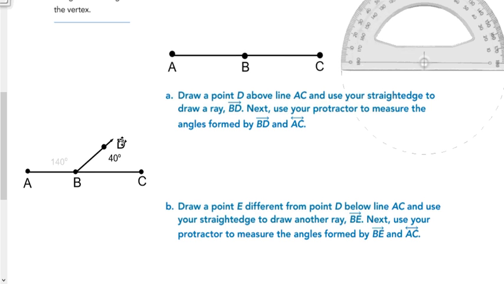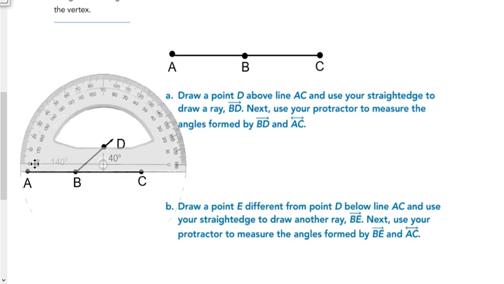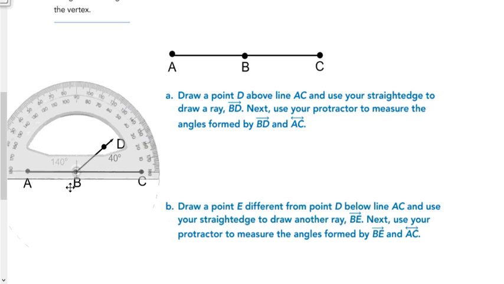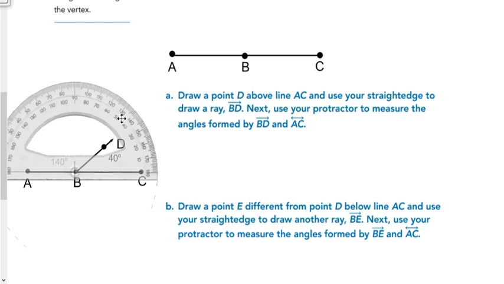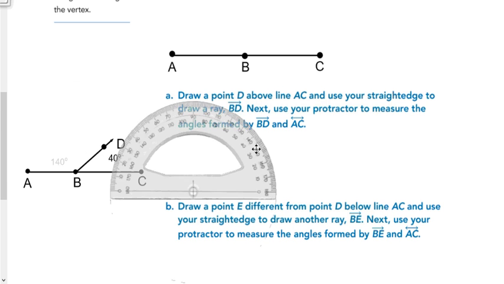Okay, so this is ray BD, and use your protractor and set the middle on this middle point, and notice how it points to 40. It's an acute angle. Acute is less than 90, so it's 40, and this right here, ABD, is 140. Okay, so this angle right here is 40 degrees. So moving on.